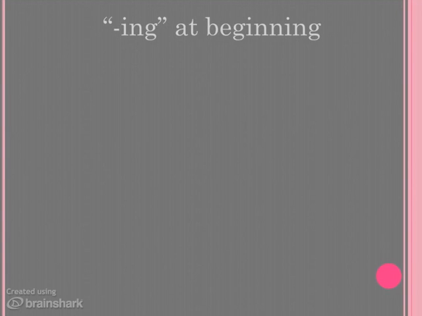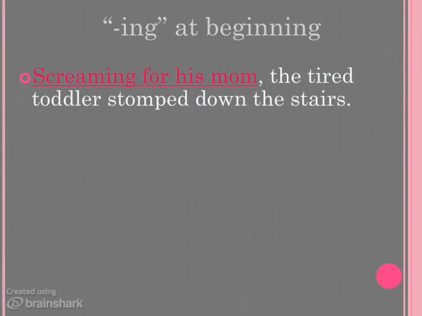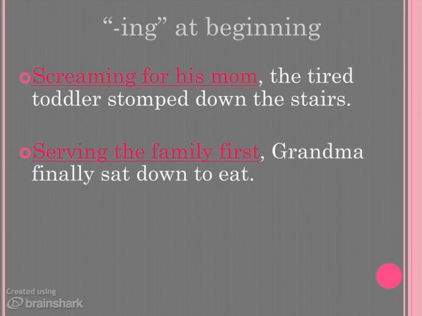Another way to write a sassy sentence is to use an ing phrase or word at the beginning of a sentence. Here are some sample sentences that use this strategy. Take a moment to read them and hit pause if you need to.